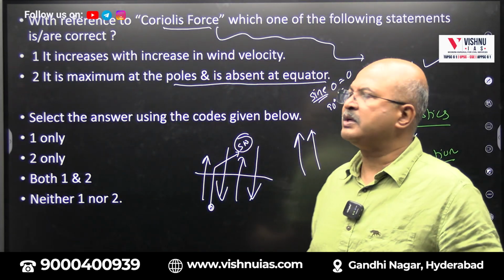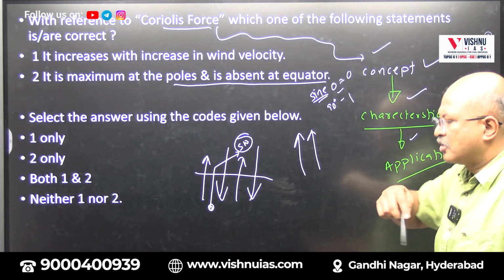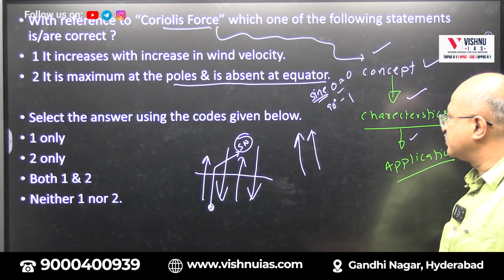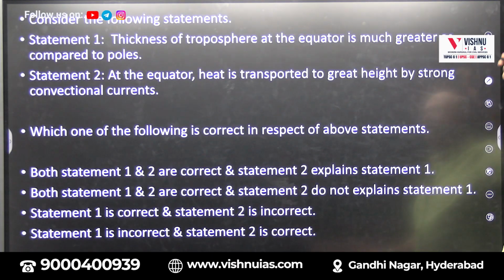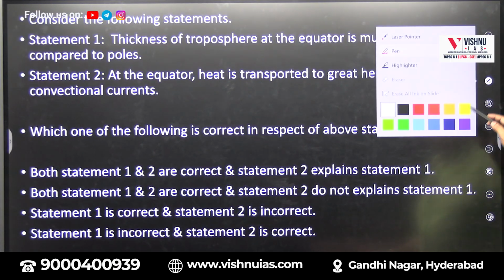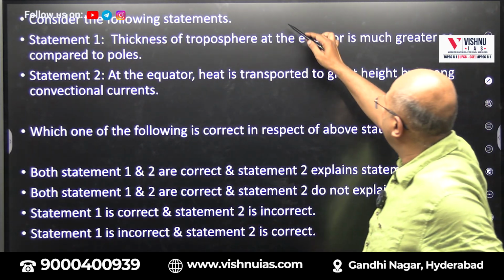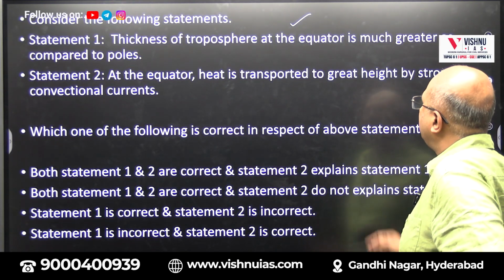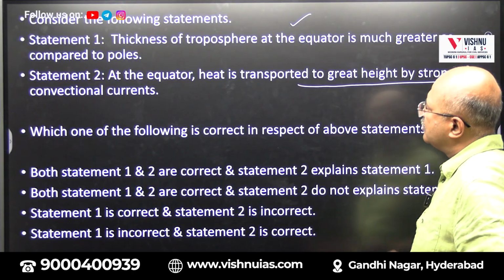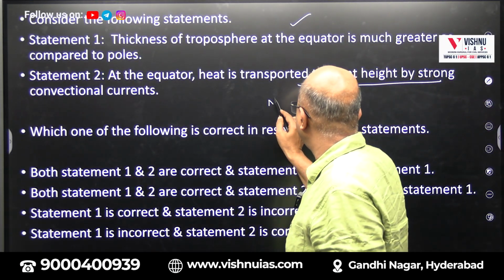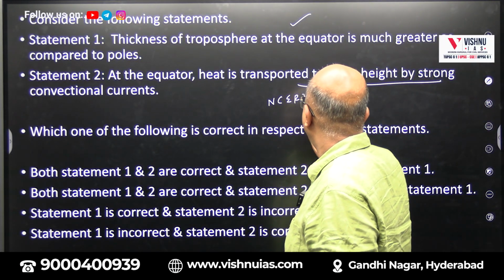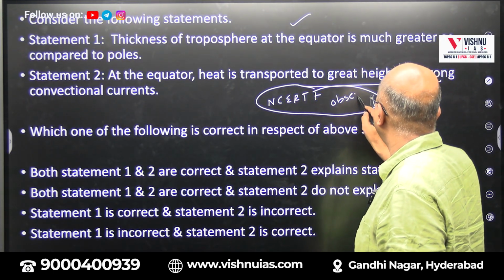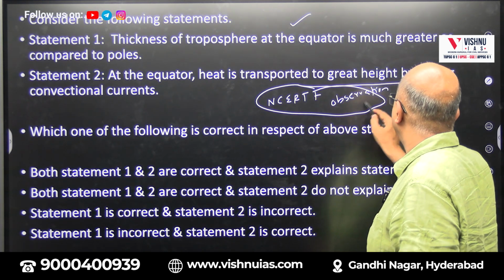Now, such statements are important when you are reading about the rotation of the earth, the rotation of the earth which creates the Coriolis force. So, some concepts are there which are very relevant. Now, again, see the statements. The thickness of the troposphere at the equator is much greater as compared to the poles. At the equator, heat is transported to great height by strong convection. Now, this is again from NCERT plus a small amount of observation. A small amount of observation is required, right?